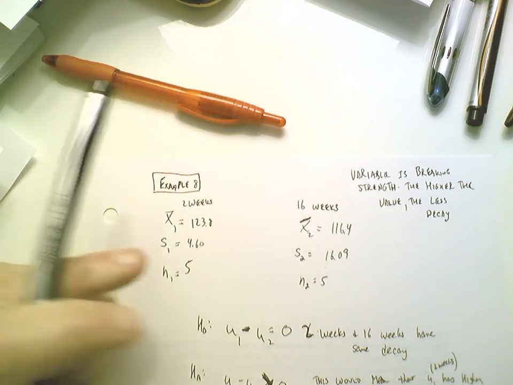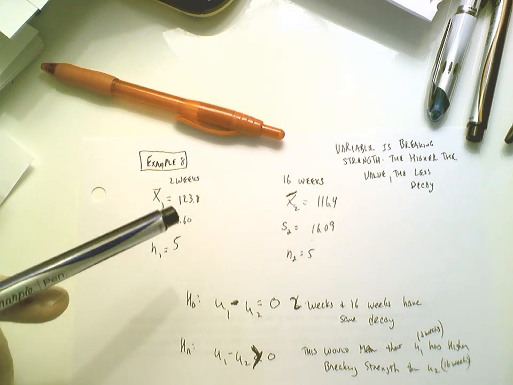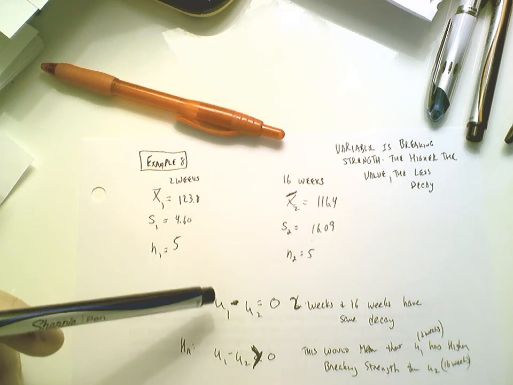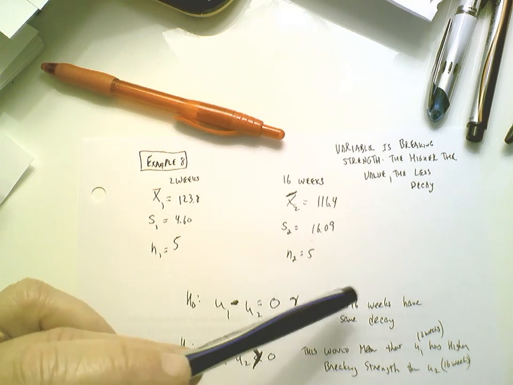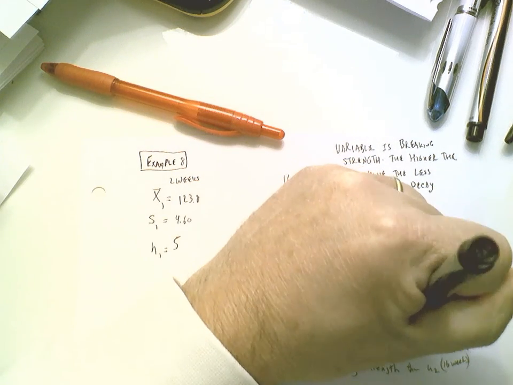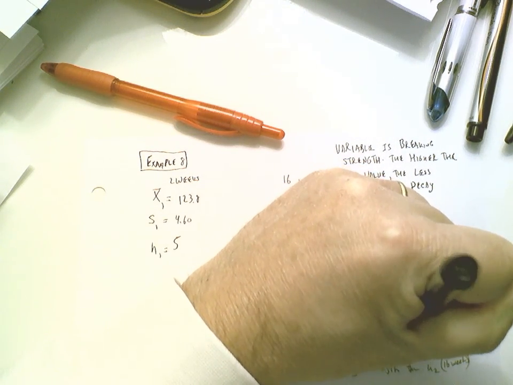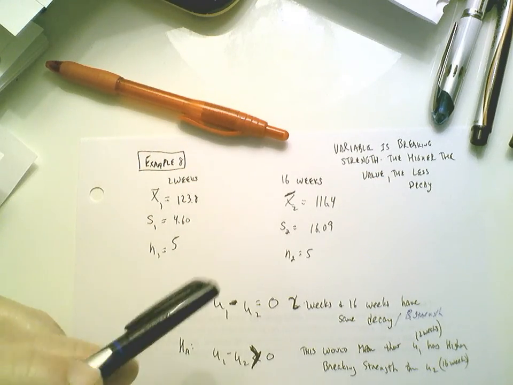Our null hypothesis, I'm going to go with 2 weeks as subscript 1, 16 weeks as subscript 2. Null hypothesis is what? Mu1 minus mu2 equals 0. 2 weeks and 16 weeks have the same decay, and maybe more specifically, they have the same breaking strength.